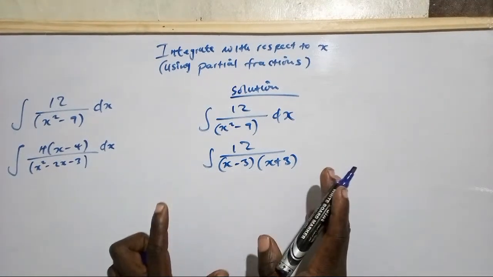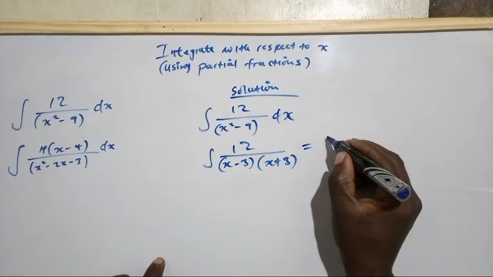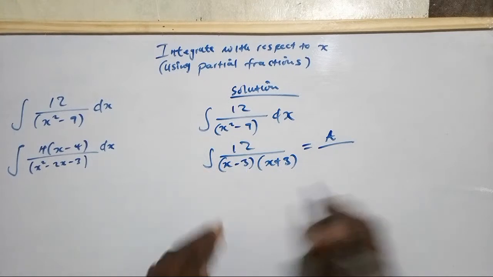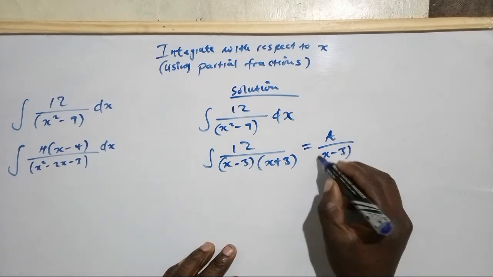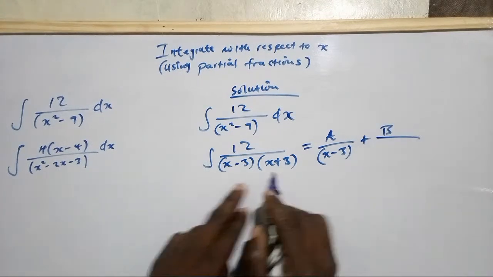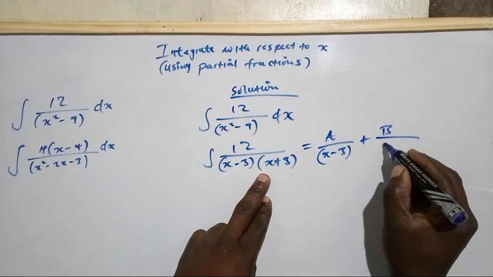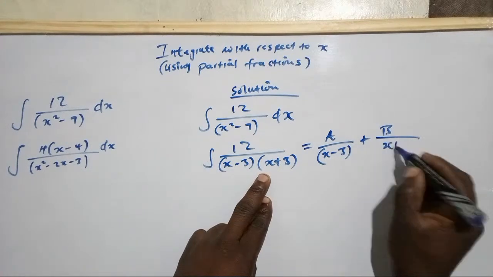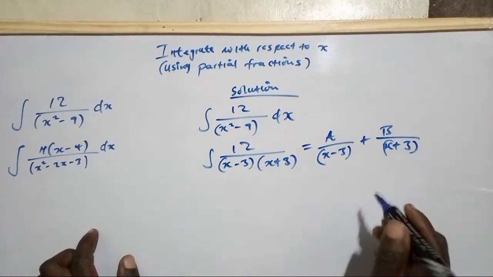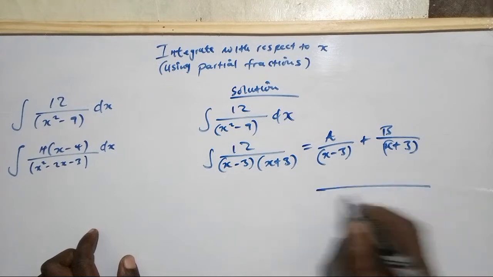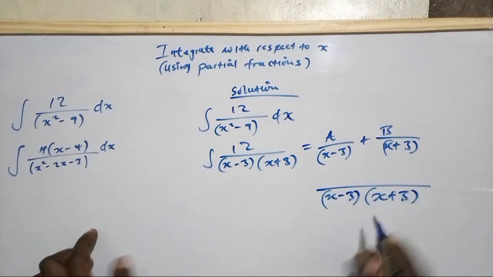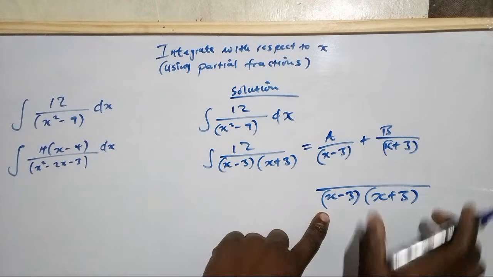And partial fractions are denoted by using letters: A over the first factor, which is x minus 3, then plus B over the second factor, which is x plus 3, right? Then here you're going to find the common denominator, which is x minus 3, x plus 3.